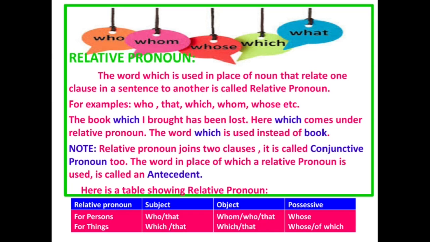Note: relative pronoun joins 2 clauses. It is called conjunctive pronoun too. The word in place of which a relative pronoun is used is called an antecedent. Here is the table showing relative pronoun.